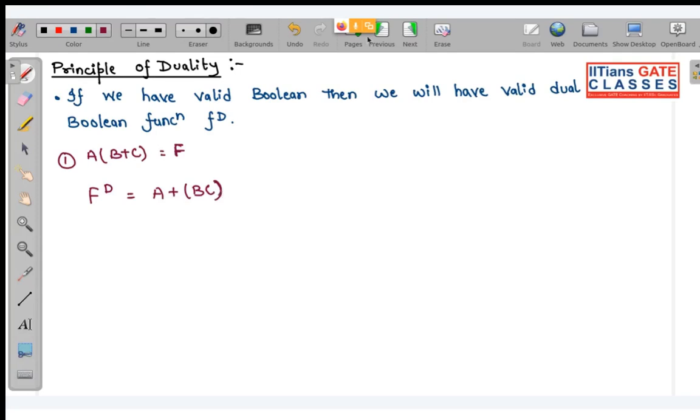Or even if I ask you to write for this, look, A plus 0. If this is F and you write the dual function, A plus will be replaced with the dot, and 0 will be replaced by 1. So this is also a valid dual function. Are we getting this or not? Tell me. I should have explained it better.